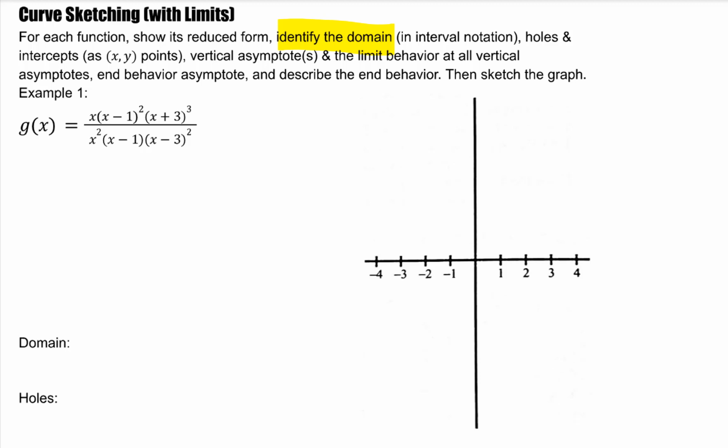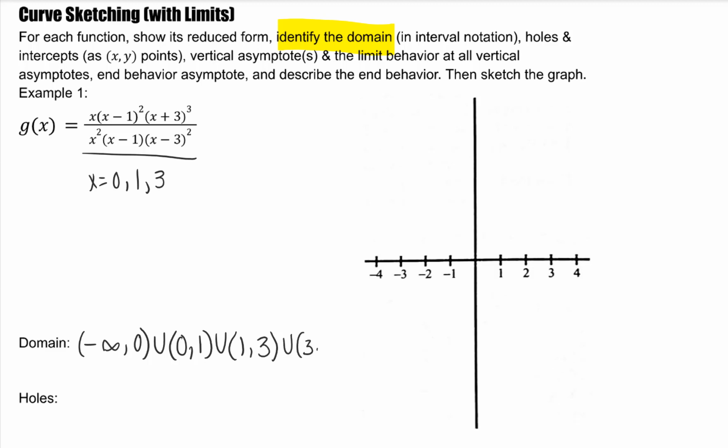We cannot divide by 0, so anything that makes this denominator equal to 0 will be a restriction from the domain. So 0 is a restriction, 1 is a restriction, and 3 is a restriction. So to write my domain in interval notation, I will go from -infinity to 0, union 0 to 1, union 1 to 3, union 3 to infinity.